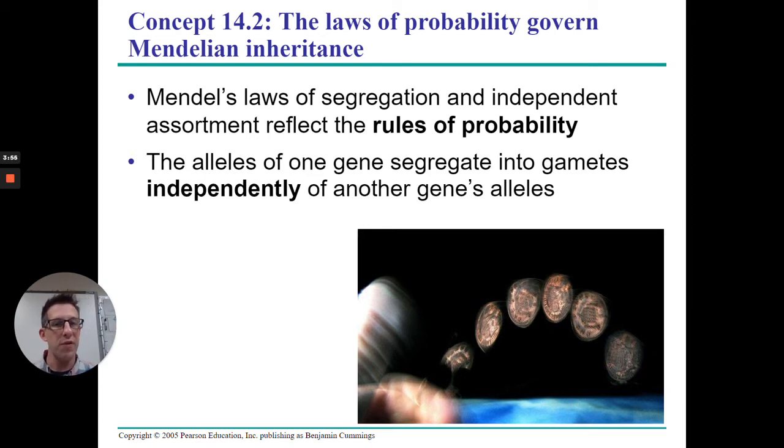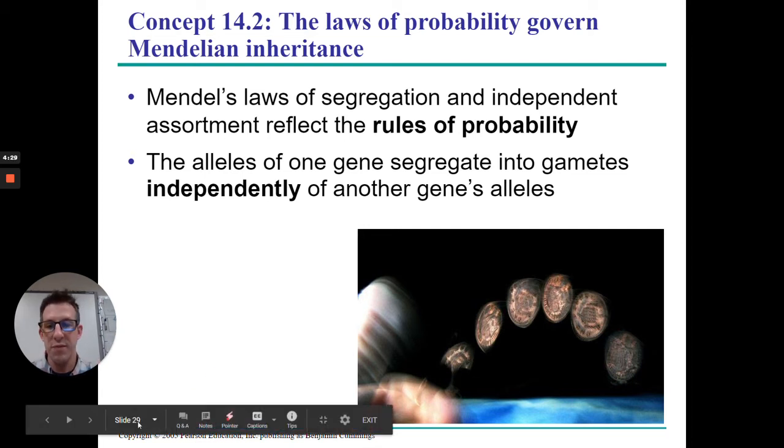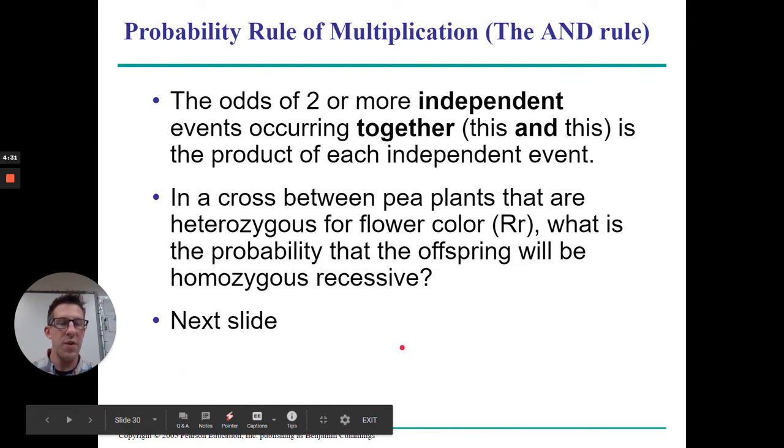Okay? Now, Mendel's laws that we had talked about, specifically the law of segregation, and also the one we had talked about a little bit in chapter 13, the law of independent assortment, reflect the rules of probability and then apply the rules of probability to genetics problems. And so those two laws together describe the fact that the alleles of one gene segregate into gametes independently of another gene's alleles, and we can utilize that idea to set up genetics problems using the laws of probability.